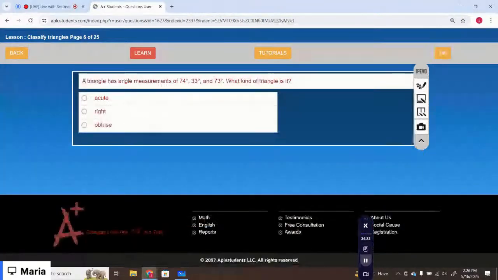A triangle has angle measurements of 74, 33, and 70. What kind of triangle is it? The correct option is an acute triangle, where all the angles are less than 90 degrees.